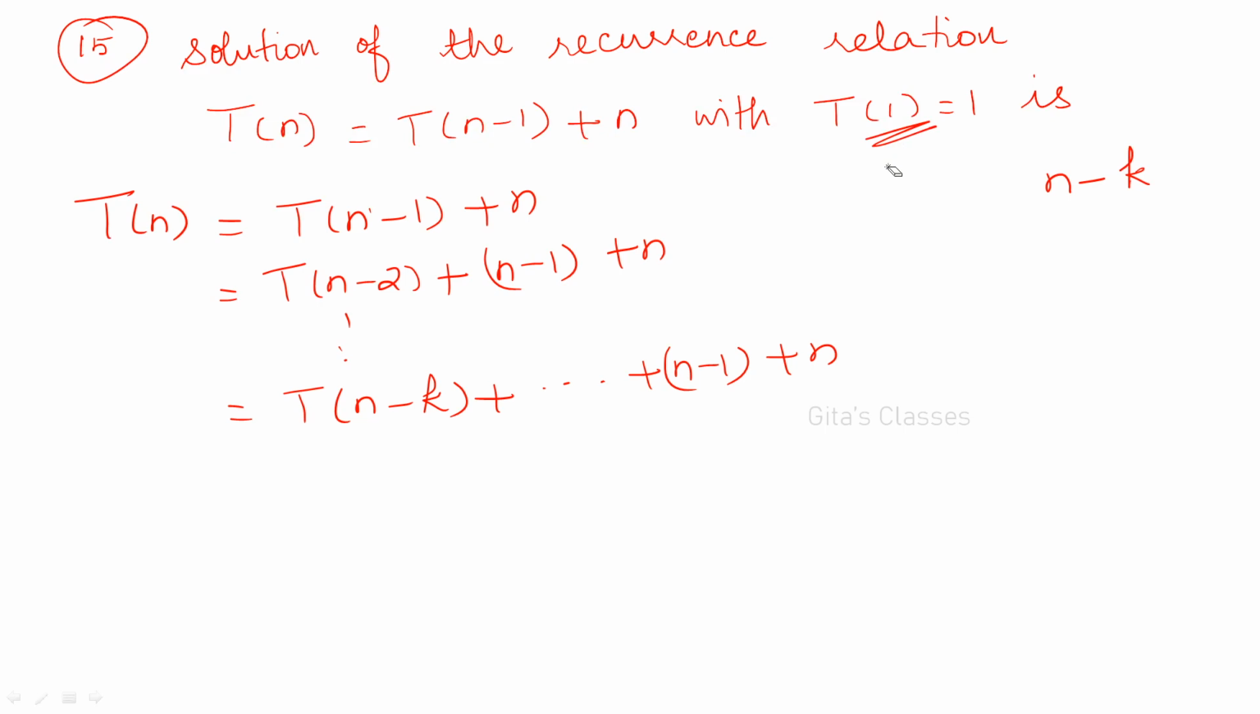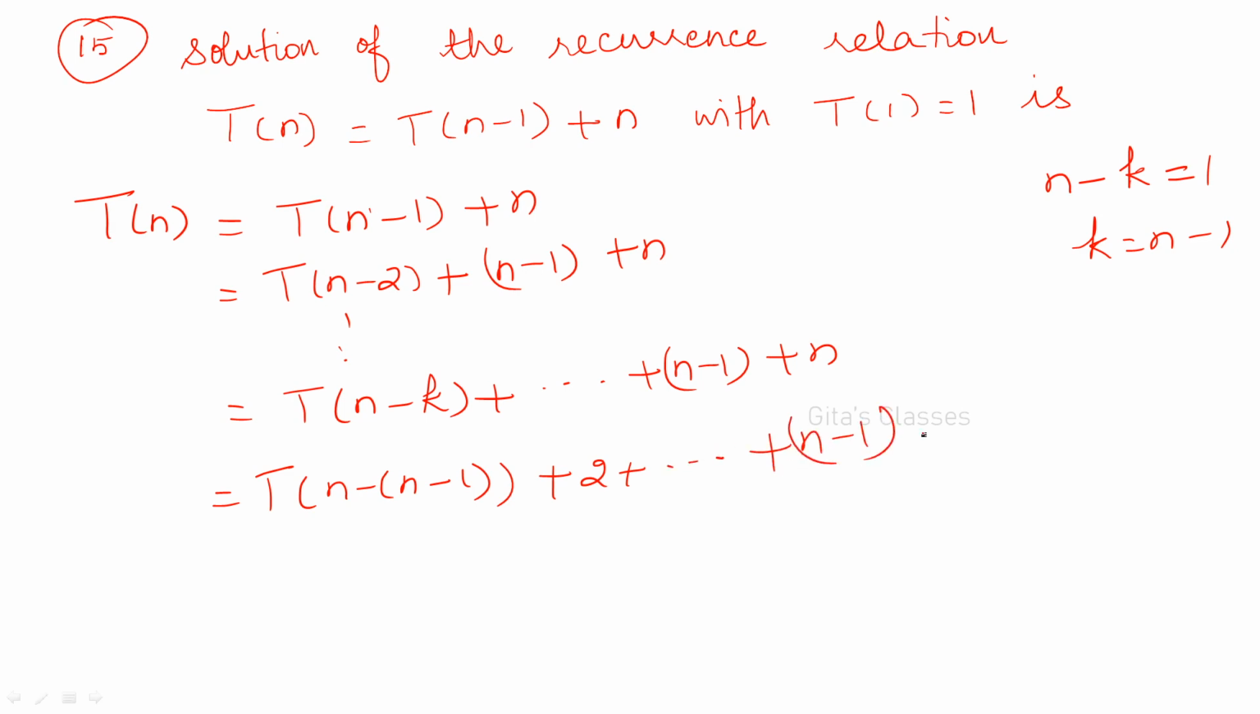So for n minus k, actually what is given? T of 1. Okay. And I have explained all these problems or these methods in separate classes of recurrence relation. Please go through them. So T of 1 is equal to 1. So n minus k, I want to make this 1, T of 1. So n minus k is 1. Therefore k is equal to n minus 1. So this is T of n minus 1 plus 2 plus etc. plus n minus 1 plus n.